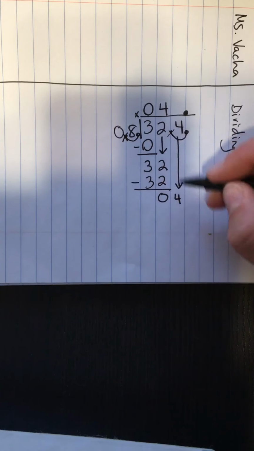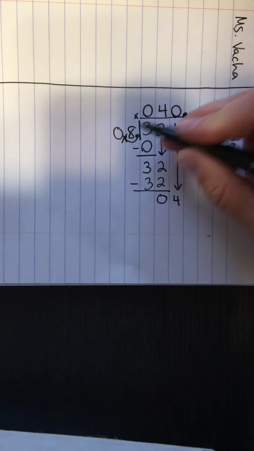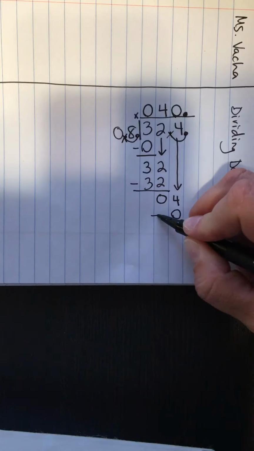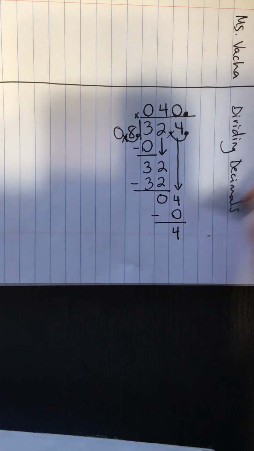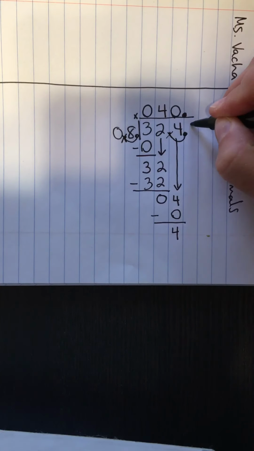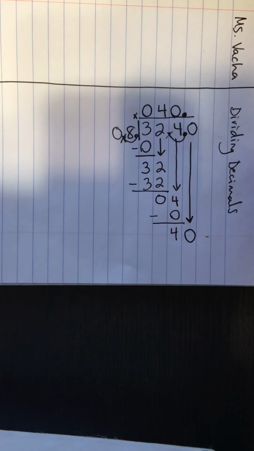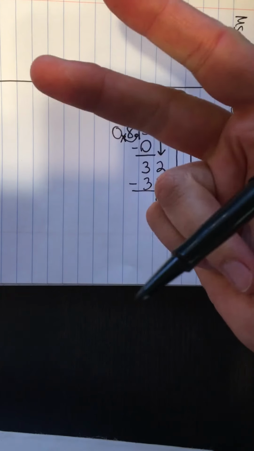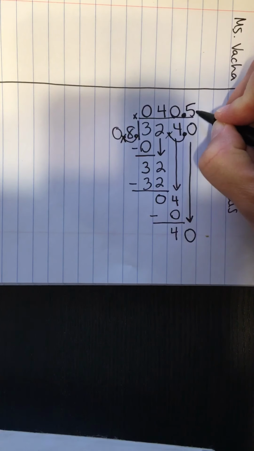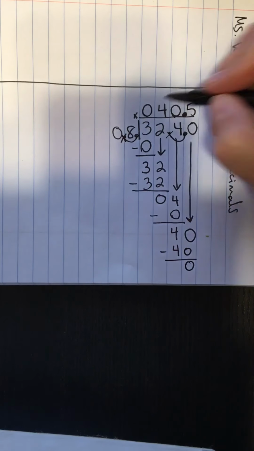How many times does 8 fit into 4? None. So I put a 0. 0 times 8 equals 0. And 4 minus 0 is 4. When I have decimals, I will not have a remainder. So after my decimal, I can add a 0 and bring it down. And then I ask myself, how many times does 8 go into 40? 8, 16, 24, 32, 40. Oh, 5 times. And then 5 times 8 is 40. And 40 minus 40 is 0.